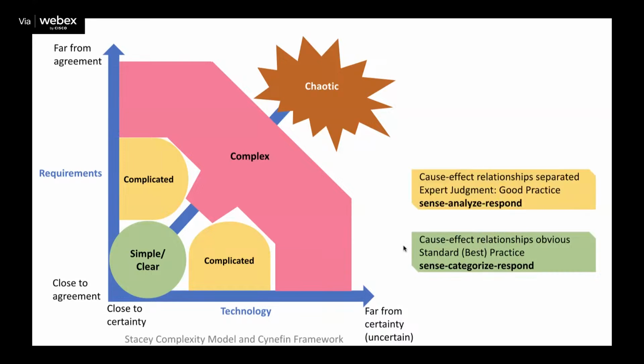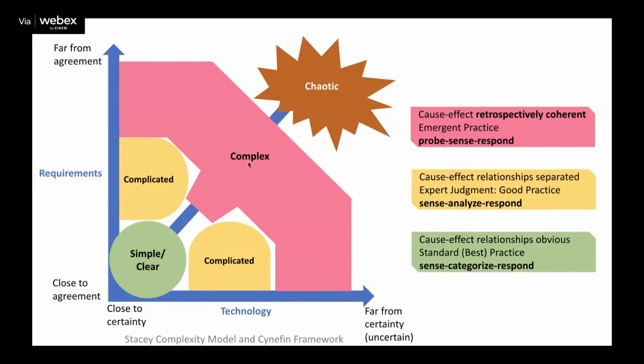For complicated problems, the cause and effect relations are separated. They're not obvious. So I was talking about using Salesforce for CRM instead of whatever tool we were using. Well, we don't really know how to use Salesforce, but people know how to use it. There are experts out there who can help us understand how to use Salesforce. So we can come up with some different options, good practices. And the way we handle this is by sensing that we have a problem to solve. We can do some analysis, and then based on that analysis, we can respond. And the analysis may result in different options and things like that, but we can respond.